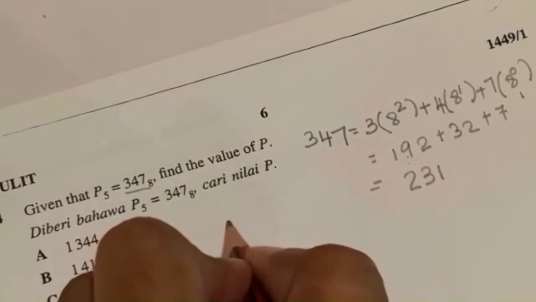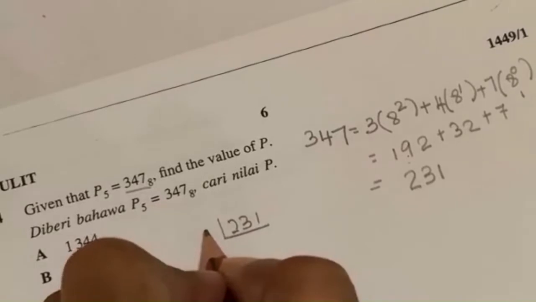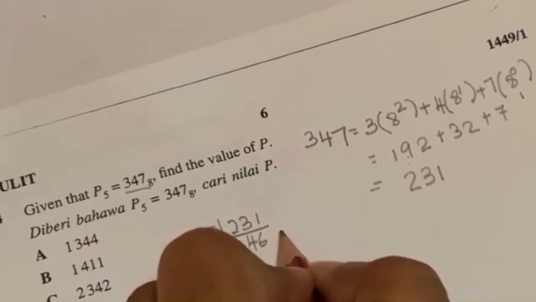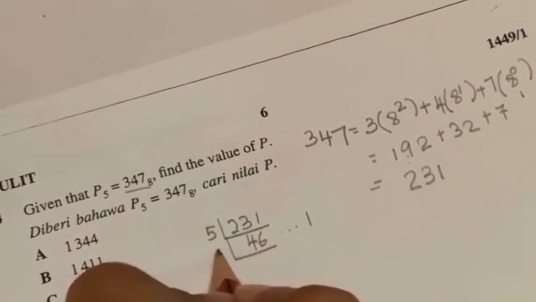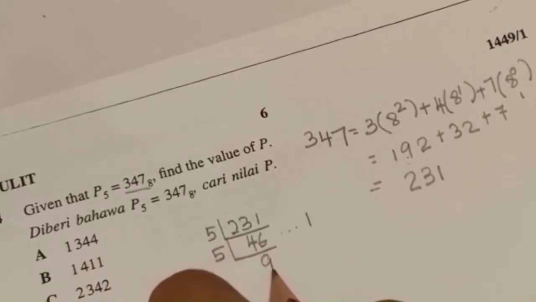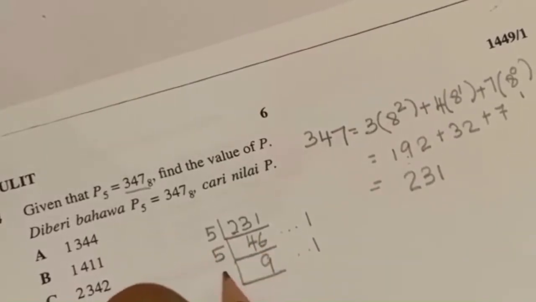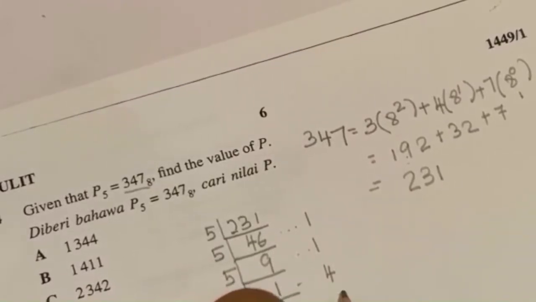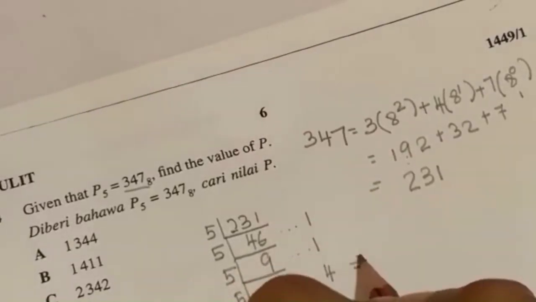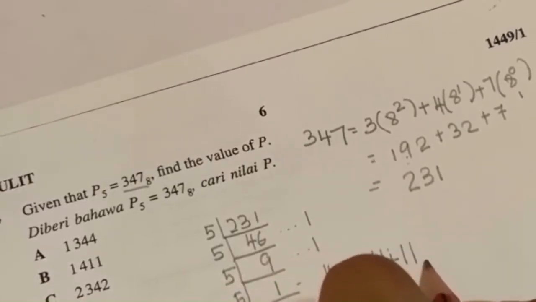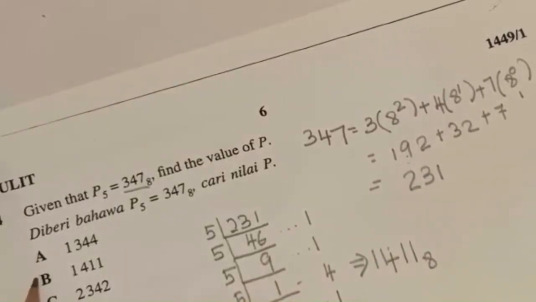231. Let's change the base. Since P is base 5, we divide 231 by 5, which gives 46, balance 1. Divide by 5, you will get 9, balance 1. Divide by 5, you will get 1, balance 4, and divide by 5 again, 0, balance 1. So this would be 1, 1, 4, 1 base 5. So looking at the answer, it would be B.